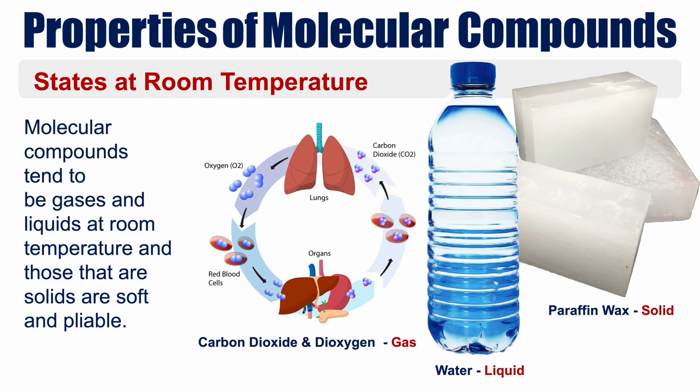So generally at room temperature, a lot of them are going to be gases and liquids, but some also are still going to be solids. So for example, table sugar, that's a solid at room temperature, paraffin wax, that's a solid, but a lot of them end up being gases or liquids.